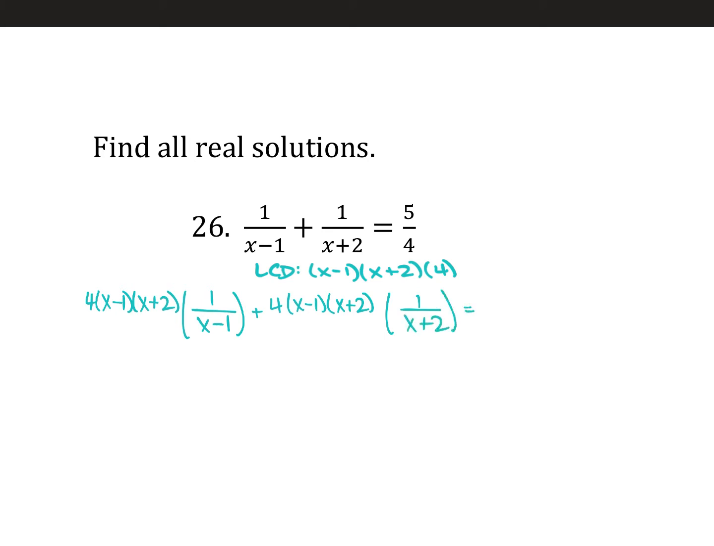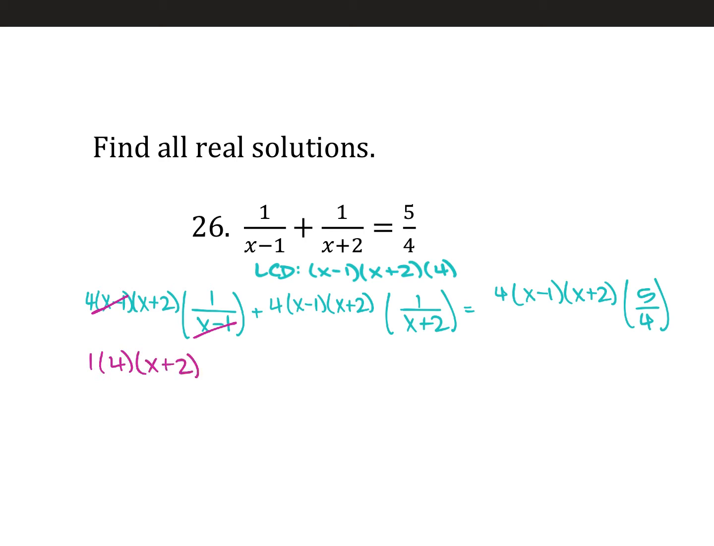And then our 5 over 4 gets multiplied by the same thing, so the 4 times x minus 1 times x plus 2 all over 5, or all multiplied by 5 over 4. So what's the same in your least common denominator and your actual denominator are going to cancel out. So with the first one, the one furthest to the left, that x minus 1 on both of these cancel out. So you're literally just doing 1 times 4 times x plus 2.